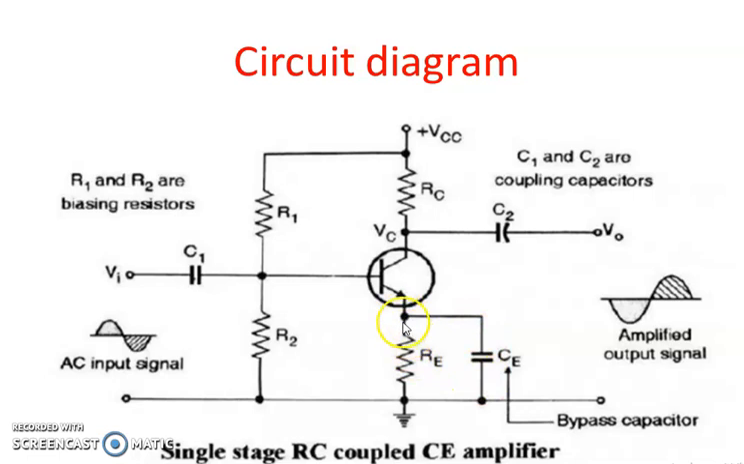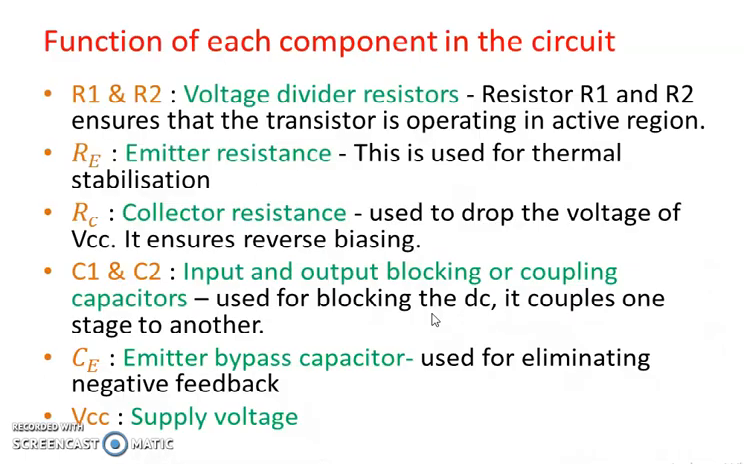If CE is not used, some negative feedback will be introduced in the amplifier, and this will reduce the overall gain of the amplifier. The amplified output voltage will decrease, and thus the overall gain will also decrease. In order to avoid that, we use CE. CE, the emitter bypass capacitor, is used for eliminating that negative feedback.